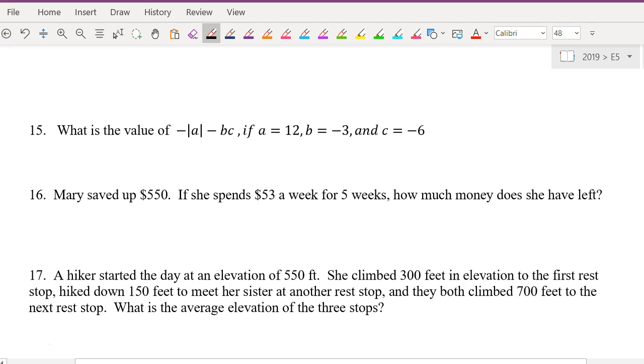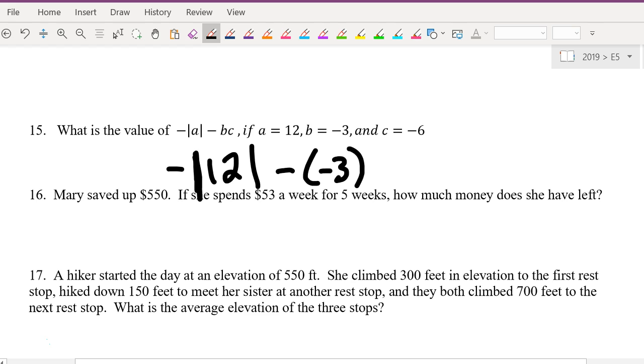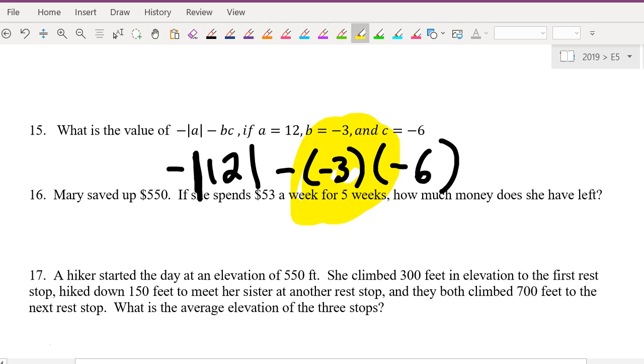Let's do that quickly. So A is 12. So we've got the absolute value of 12 in there, minus a negative 3, and then times negative 6. Remember, you have to do multiplication before you do the minus on the outside. That's what I'd recommend. Alright?